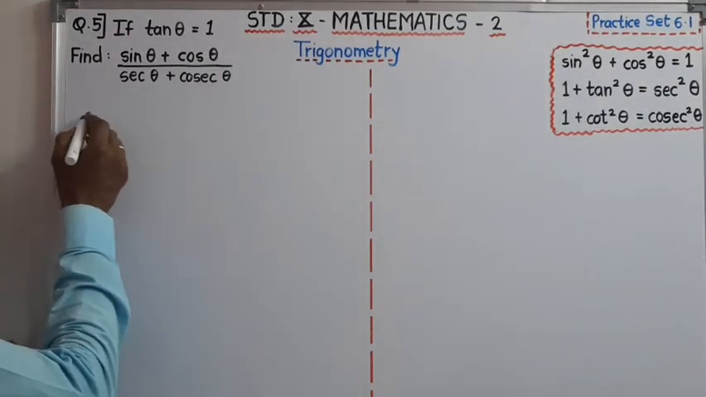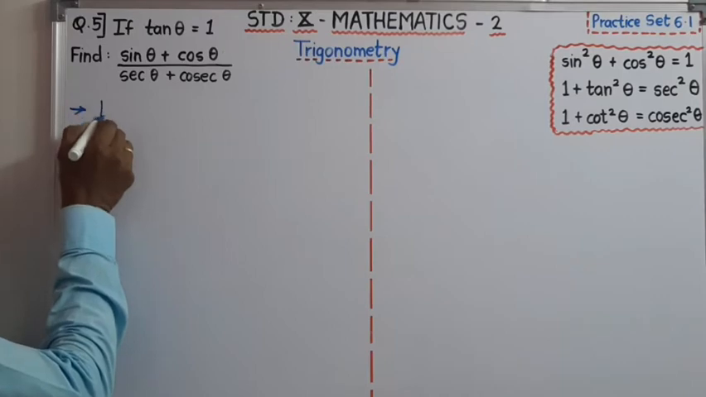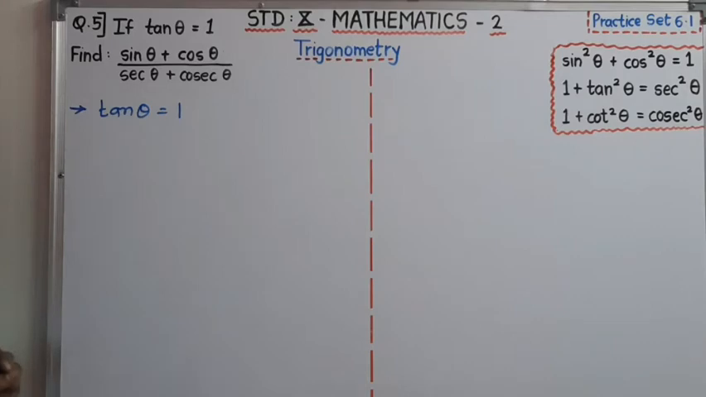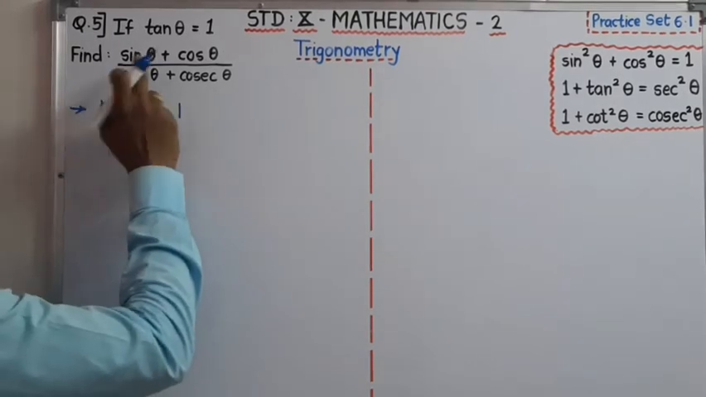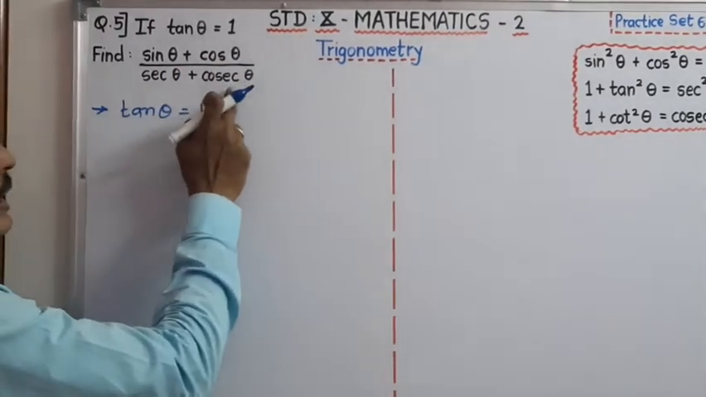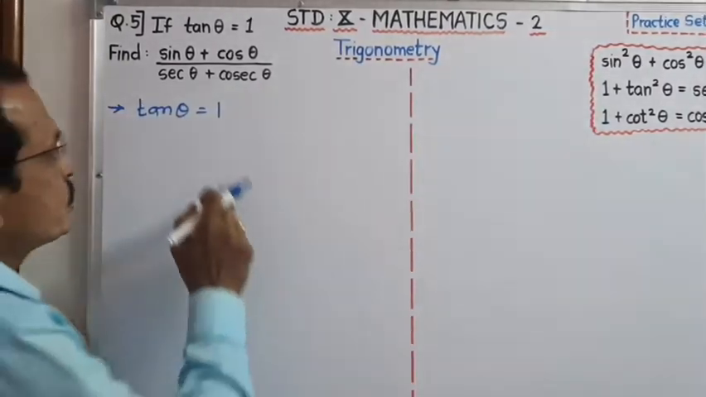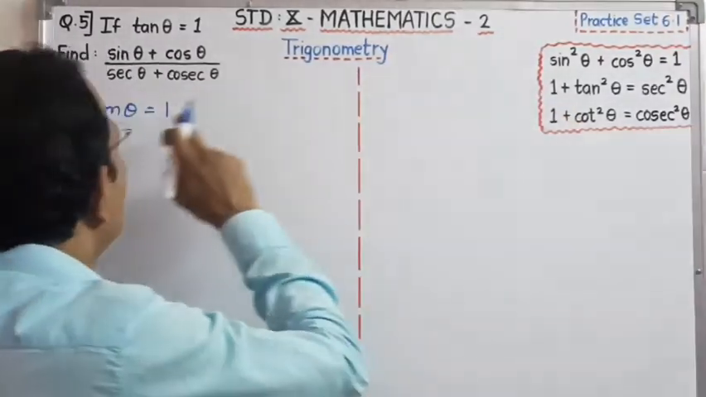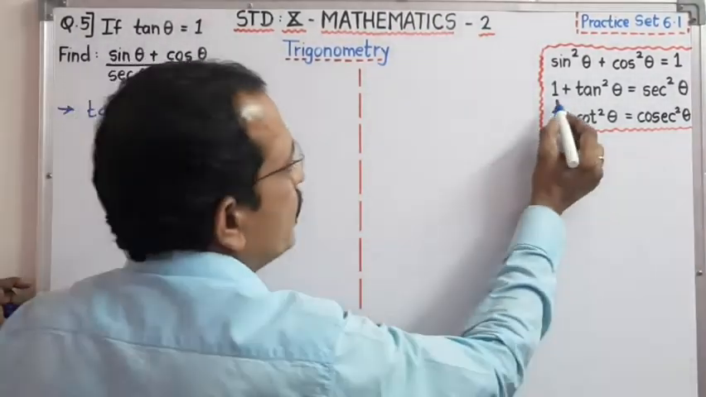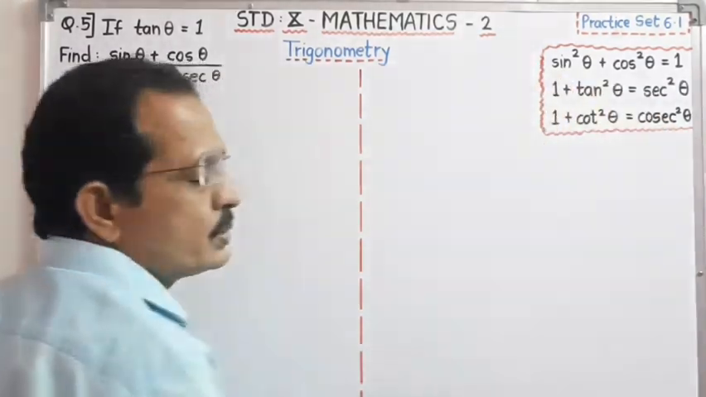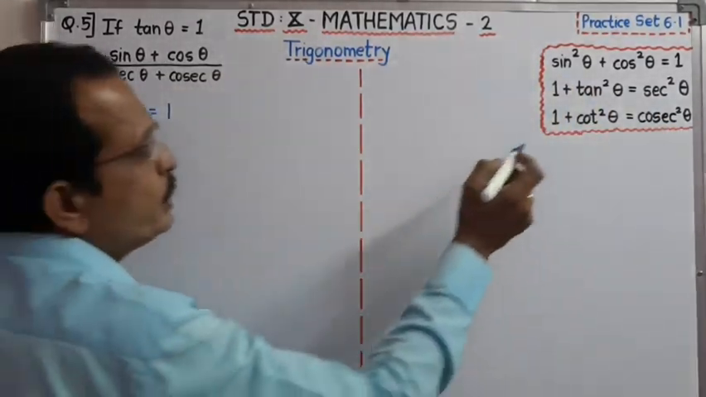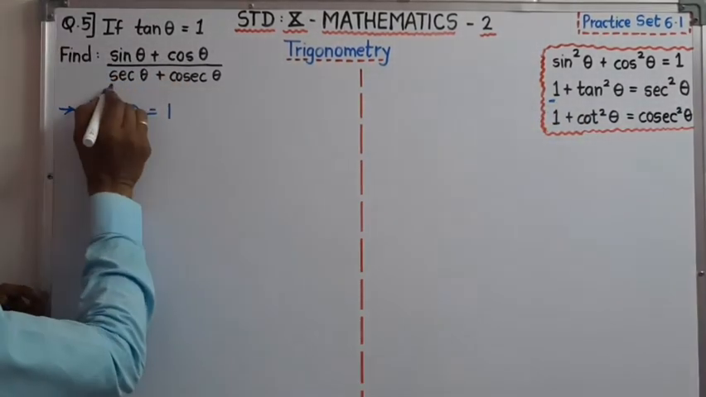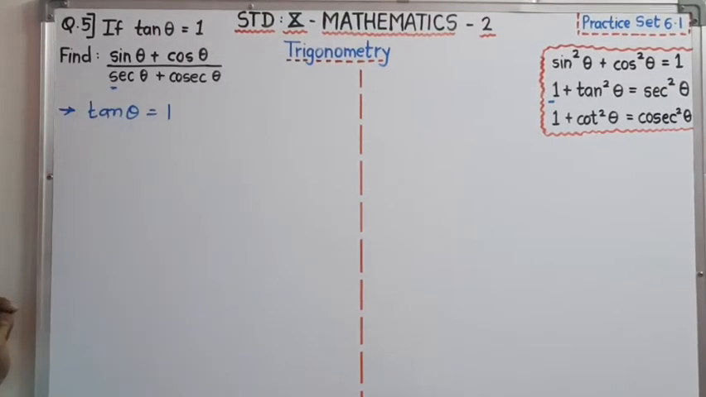Now dear students, see, first of all, what is given? Given is tan theta is equal to 1. Now we require sin theta, cos theta, sec theta and cosec theta. And tan theta is given. See here, related to tan theta, there is one formula, that is 1 plus tan square theta is equal to sec square theta. That means if we use this identity, we can find out the value of sec theta. We require this.